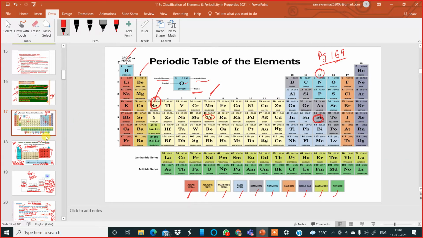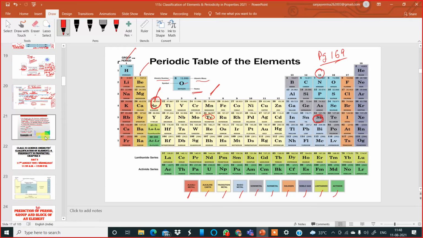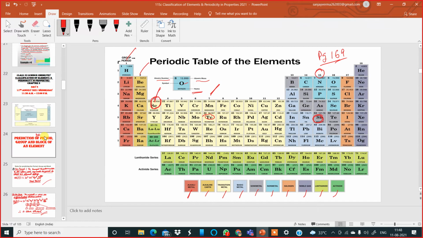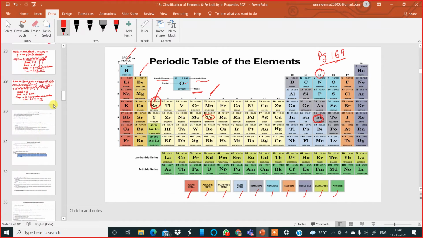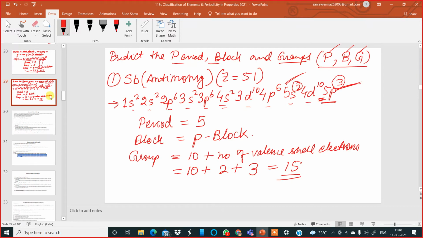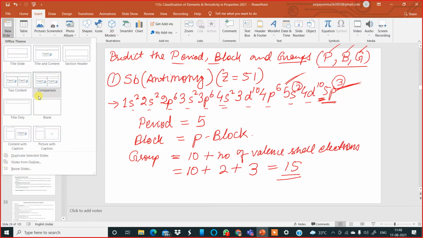Did you get this? Now we will go to a higher atomic number. We must climb steps slowly, not straight away do difficult things. Okay, now we'll go to the next example by taking a higher atomic number, but let me introduce one more slide over here because slides are over.